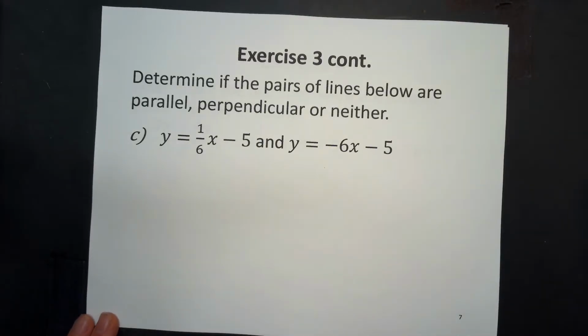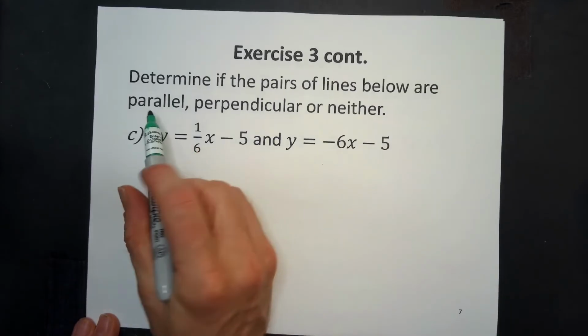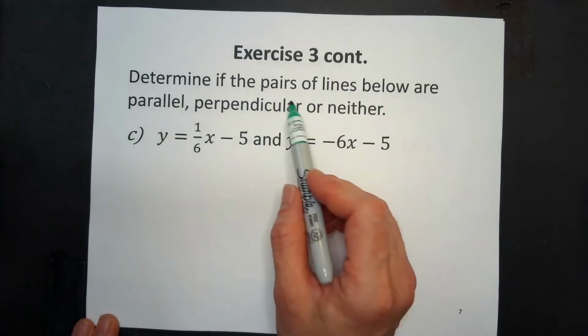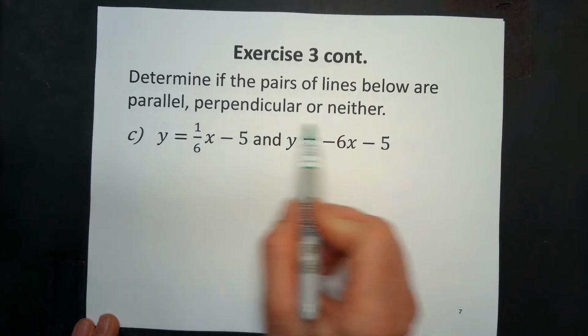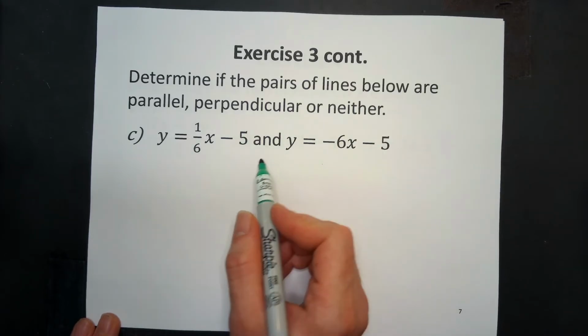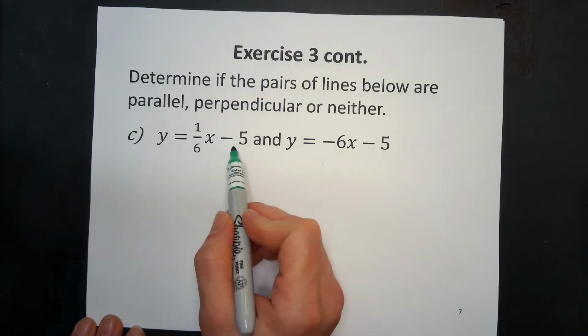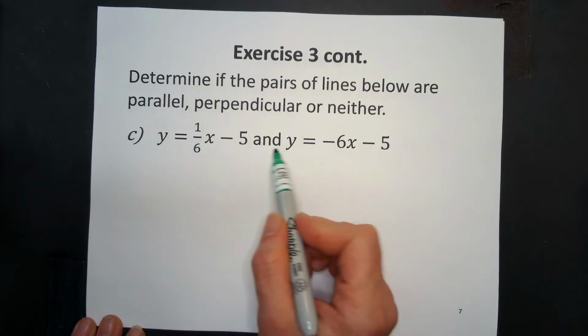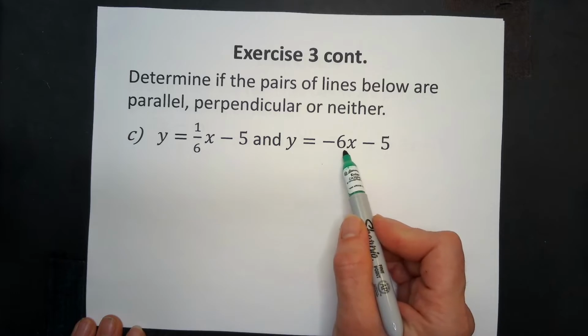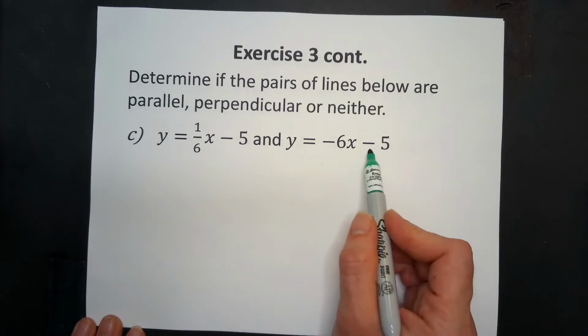And the last one, same instructions. For exercise 3, determine if the pairs of lines below are parallel, perpendicular, or neither. Now looking at this once again, we have our first one, y equals 1/6 x minus 5, and y equals negative 6x minus 5.